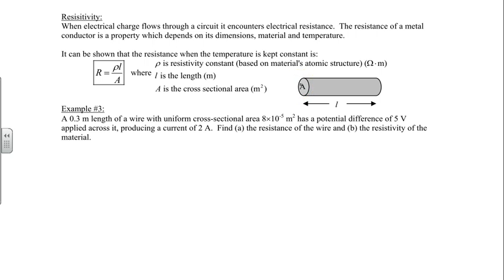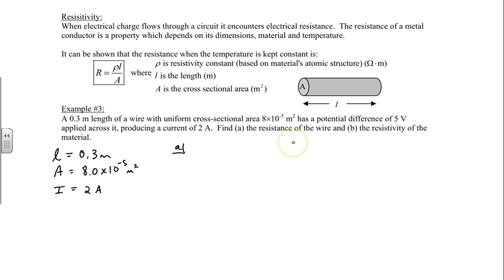So we're looking at question number 3 here. We have a length of a wire, L, given as 0.3 meters. The cross-sectional area is 8 times 10 to the power negative 5 meters squared, and it's producing a current of 2 amps. In question A, we're asked to find the resistance.